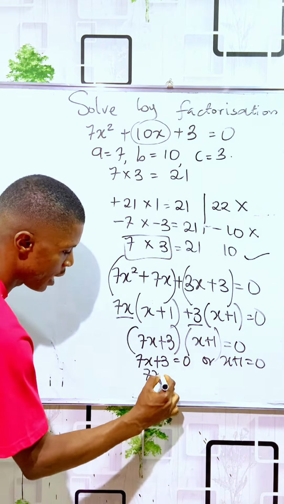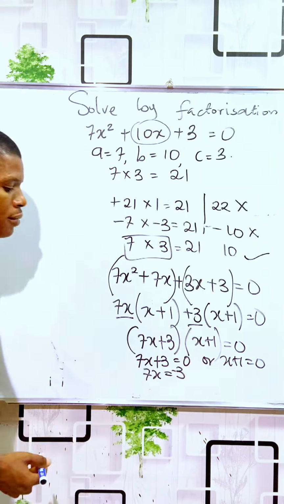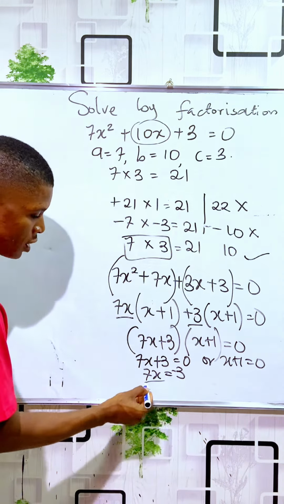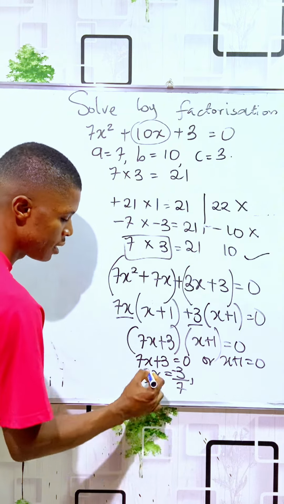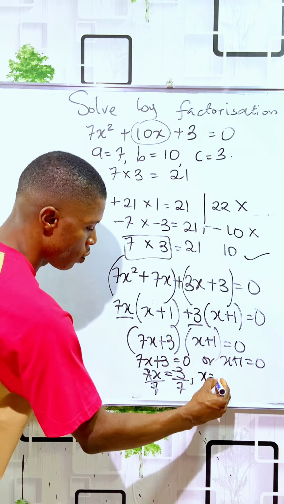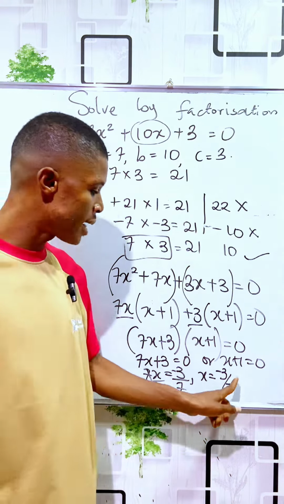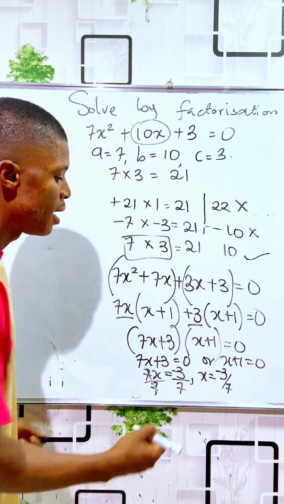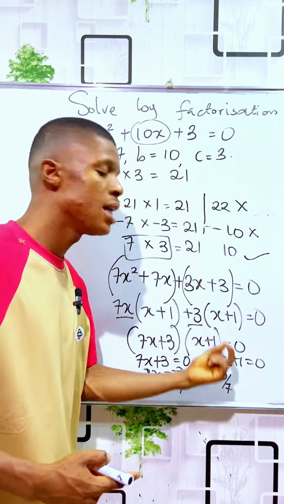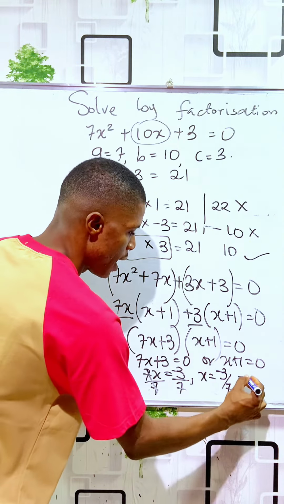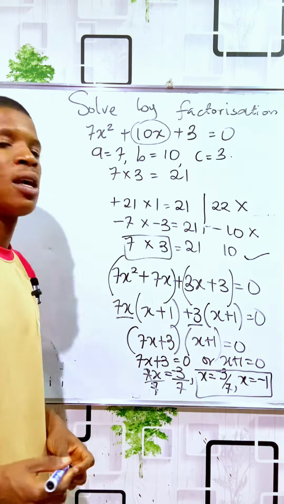Here you have 7x plus 3, so 7x is equal to minus 3. To get the value of x, you just have to divide through by the coefficient of x. You observe that 7 will cross out, so x is equal to minus 3 over 7. Then for the other one, x plus 1 is equal to 0. If 1 crosses the equality sign, it becomes what? Negative. You can see that x is equal to minus 1. So these are the two possible solutions for x.